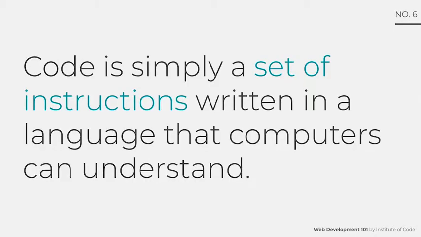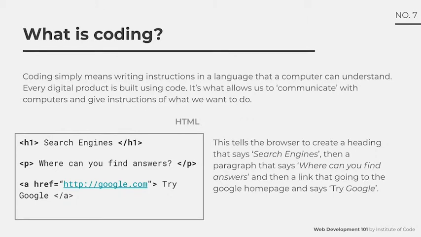So what is coding? Coding is simply a set of instructions that are written in a language that computers can understand. We want to be able to use computers to undertake a range of tasks and functions. We want them to be able to display websites and run apps. But to communicate with the computers, we need to write our instructions for them in a really specific way. So to do that, we have a specific syntax when we're writing instructions.